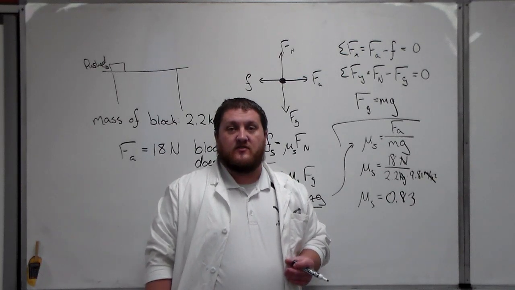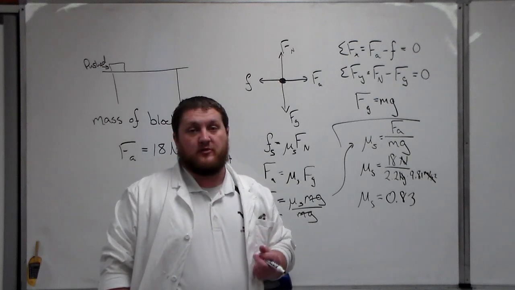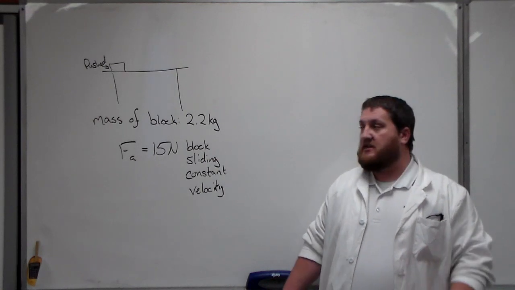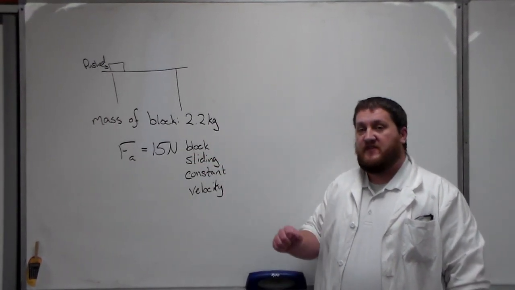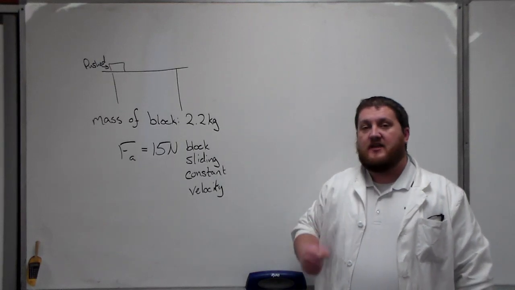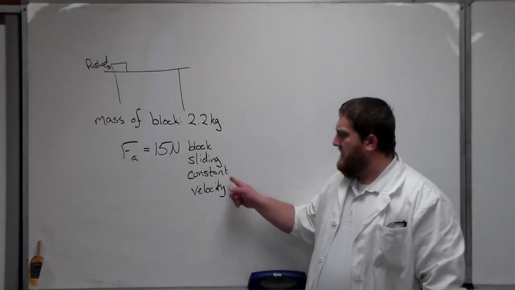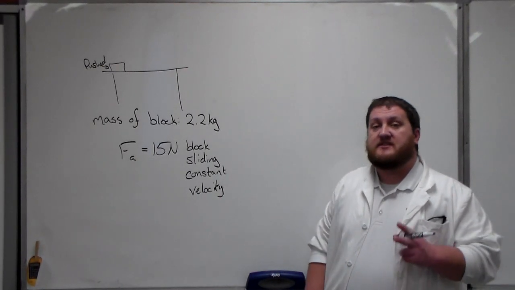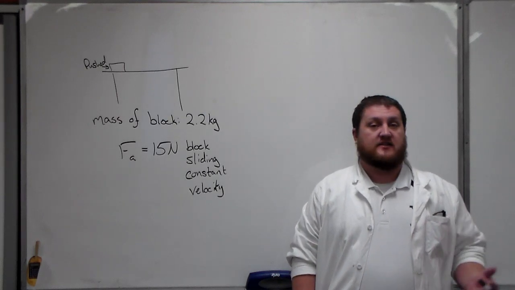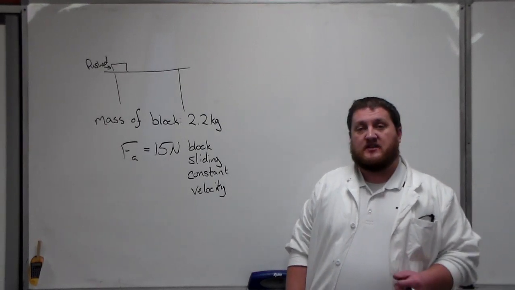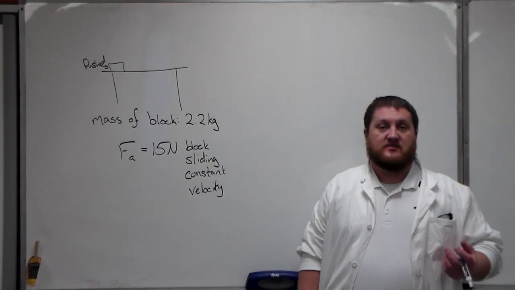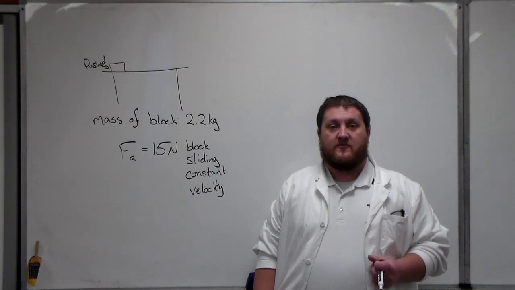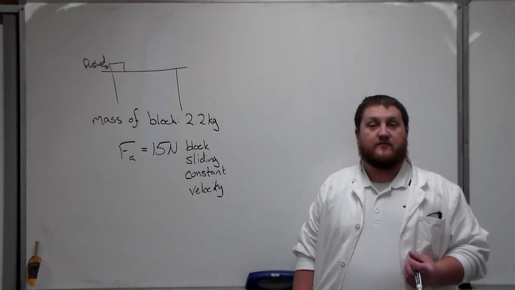Let's look at one more scenario. In this case, our scenario, the box will be moving. So immediately after I applied 18 newtons of force, the block started to slide. The applied force changed to 15 newtons, and the block is now sliding at a constant velocity. This word right here, constant, means the velocity isn't changing. If the velocity is not changing, that means the acceleration has to be zero. Since the acceleration is zero, my net force is still zero. Let's analyze the forces, draw a free body diagram, and solve for the coefficient of friction for this scenario.